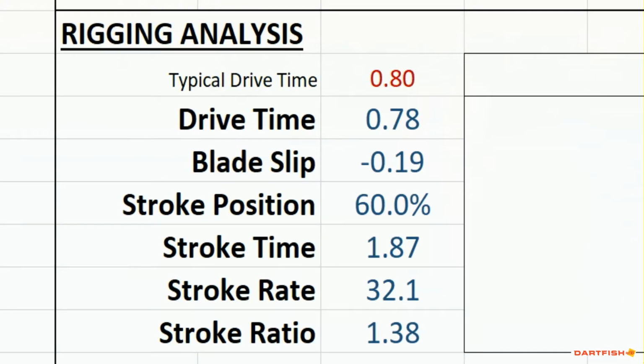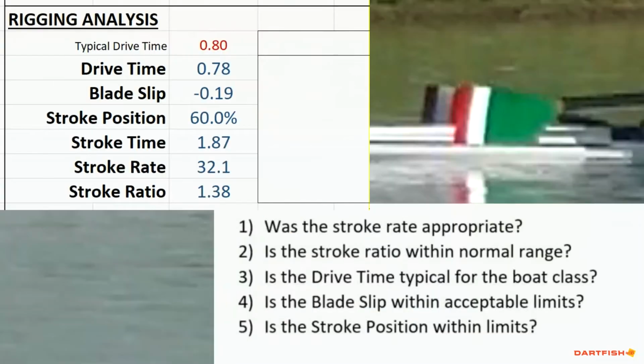This slide details sample measurements extracted from video of a U23 women's lightweight single sculler. First step is to ask, does the data make sense? Was the stroke rate appropriate? Is the stroke ratio within normal range? Is the drive time typical for the boat class? Is the blade slip within acceptable limits? Is the stroke position within limits?